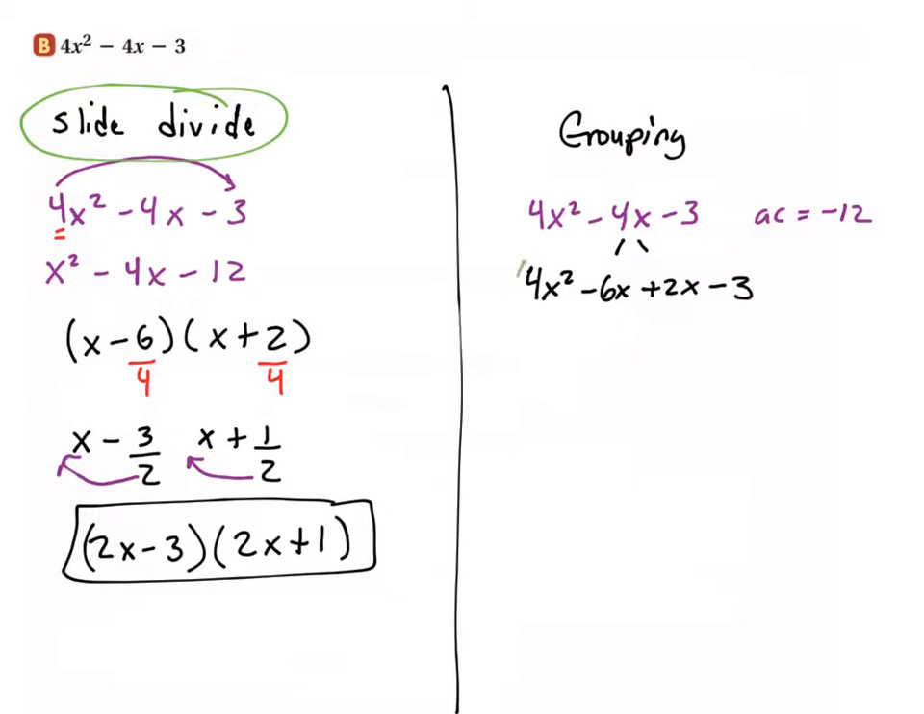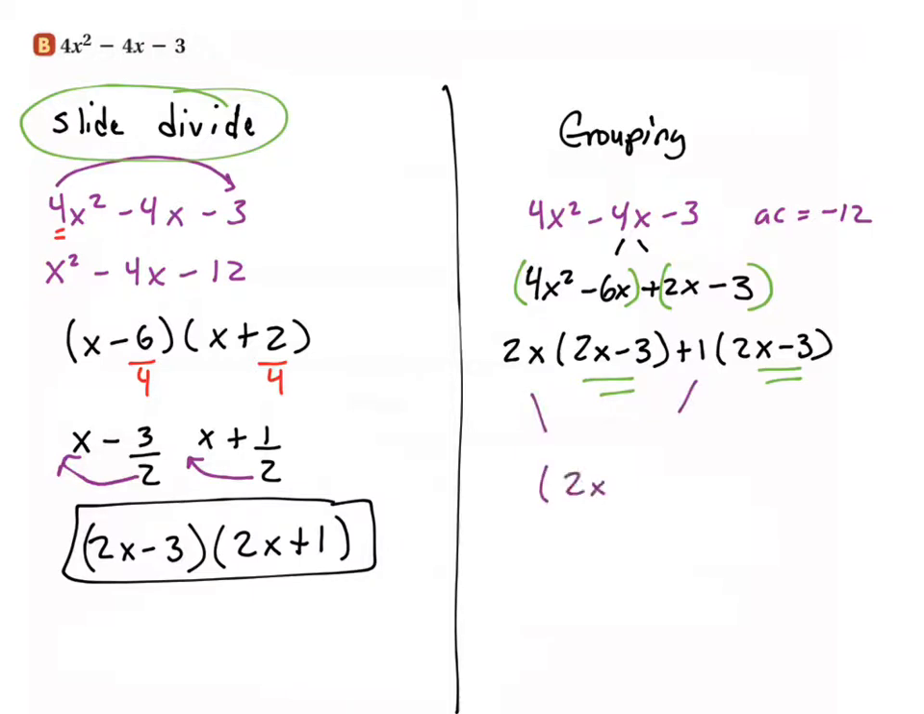So now we need to group our first two terms and our last two terms. The GCF of 4x squared and 6x is 2x, and we're left behind with 2x minus 3. The GCF of 2x and 3 is just 1, so we'll say plus 1, and we've got 2x minus 3. Notice here that they match. That's what we want. And so our final form, when we bring these together, is 2x plus 1 and 2x minus 3. Same answers, different methods.